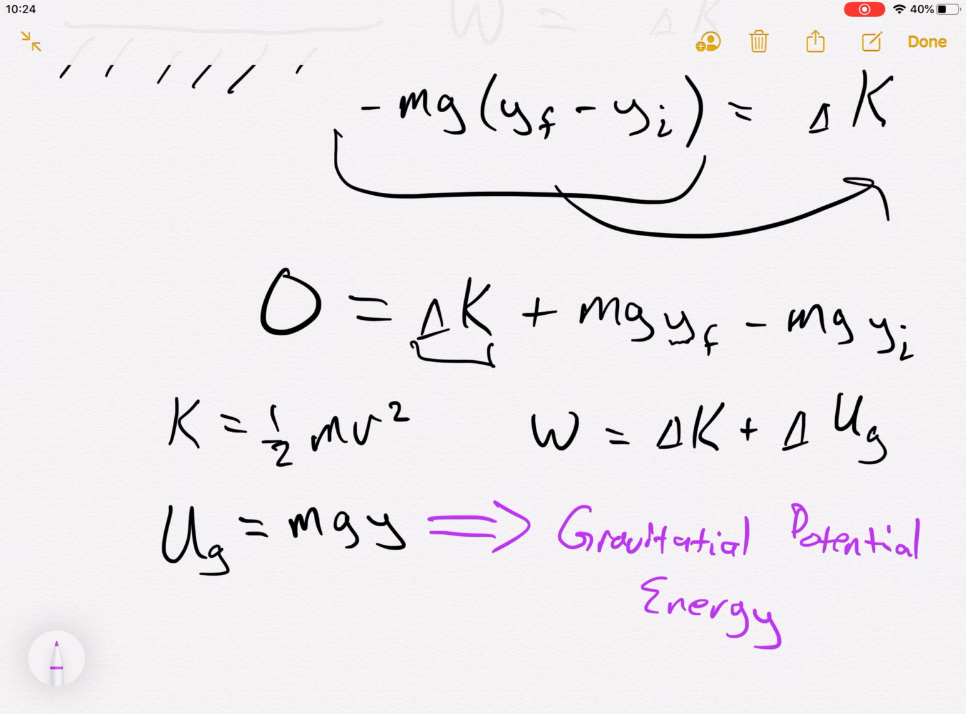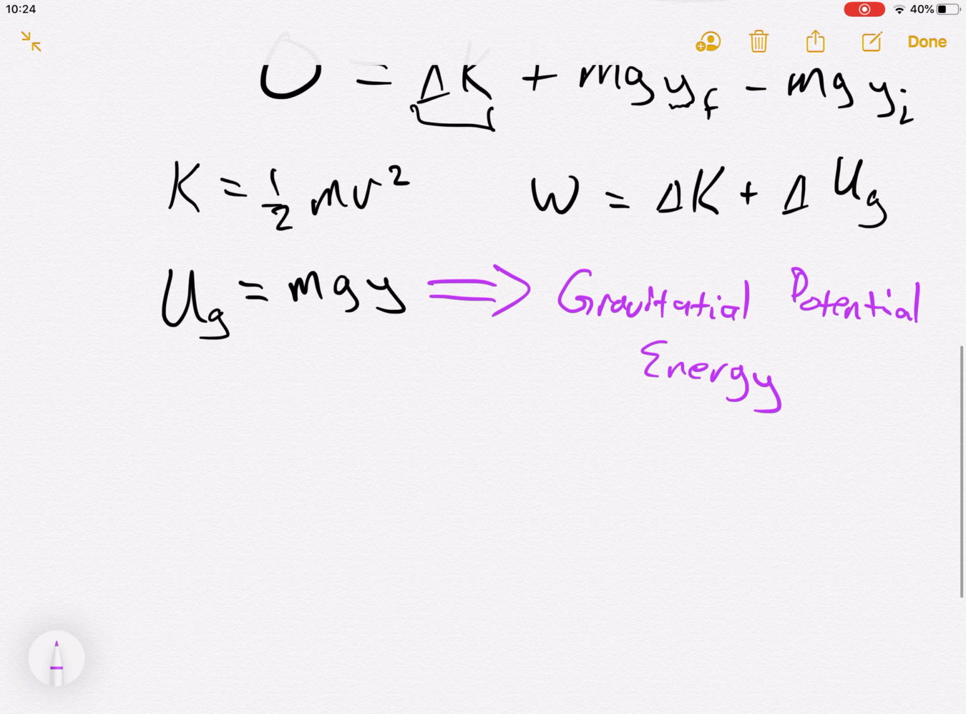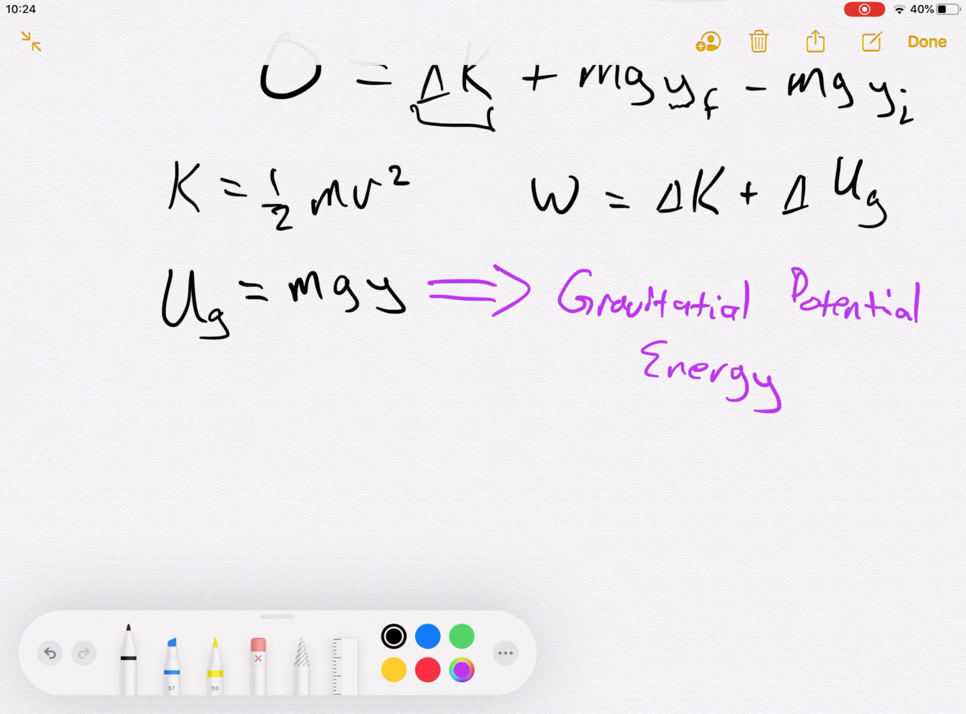So this is useful. We'll see this in a second. I could now define something that we call total energy.